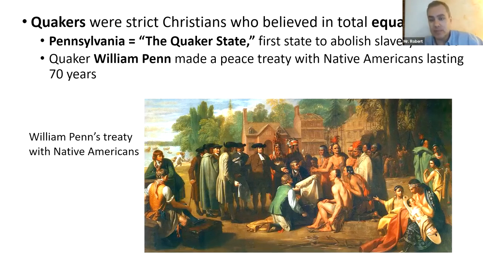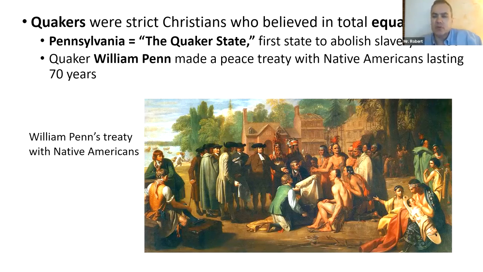William Penn himself, this guy in the middle, made a treaty with Native Americans. They tended to treat Native Americans as equal. Not necessarily culturally equal, because they thought that Native Americans were a little bit like wild men and the British had a more civilized culture, to be honest. But they thought of them as equal as human beings, you know? And that treaty lasted for over 70 years. They made a peace treaty with Native Americans. Okay, so that shows their spirit of equality, that they were willing to bargain and make a treaty with another group that was totally different from them.